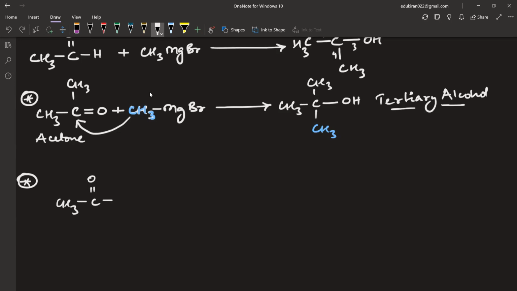an oxygen will come here, and we have here CH3, let us say, and we are reacting this with CH3 MgBr. Now the product that I'm going to get here is, first of all, we are going to write it like this. This CH3 is going to attack on this carbon atom, and this oxygen will get something like this. Correct? Yes or no? Please tell me.